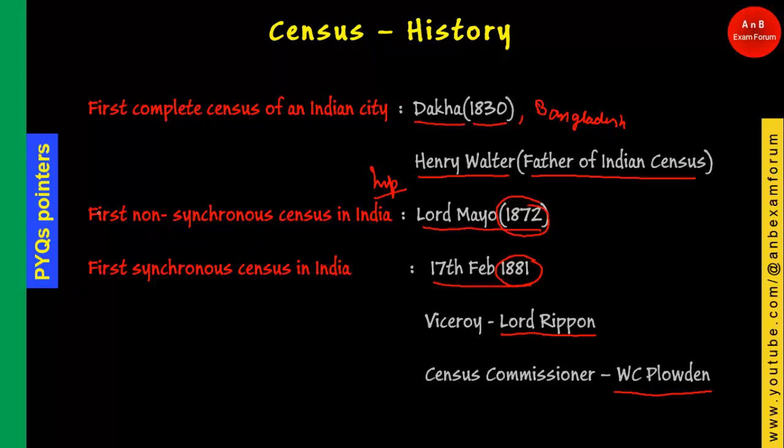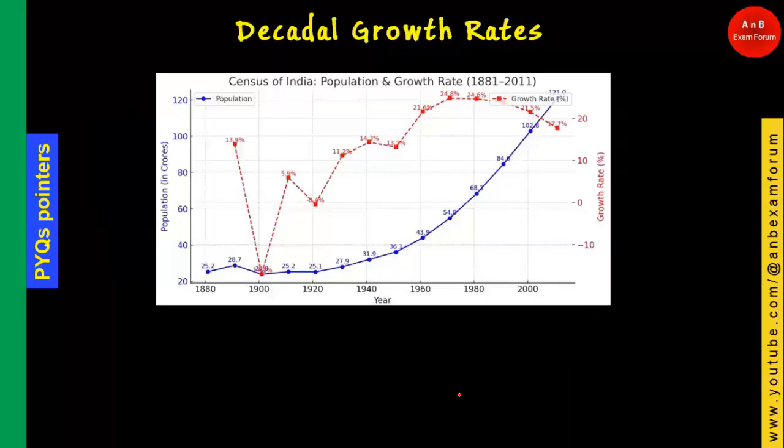I will repeat once again which are the important ones. The first non-synchronous census in India was conducted during the period of Lord Mayo, in 1872, whereas the first synchronous census was conducted in 1881 under the Viceroy Lord Ripon, and the census commissioner was W.C. Plowden.